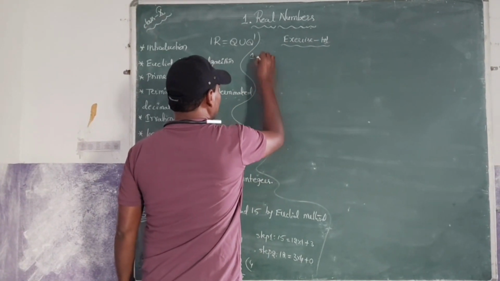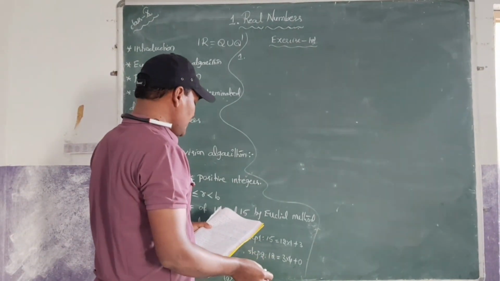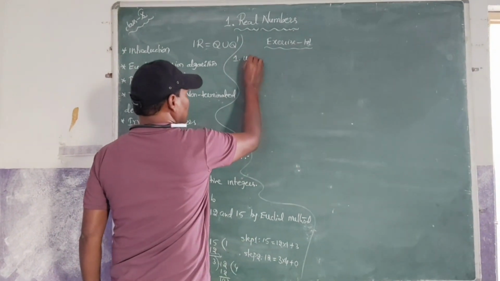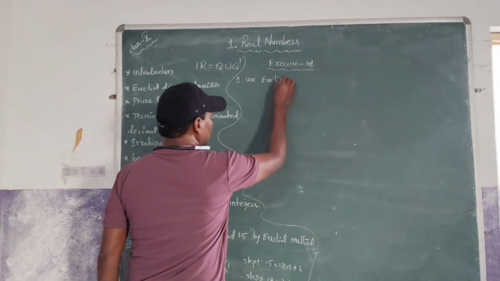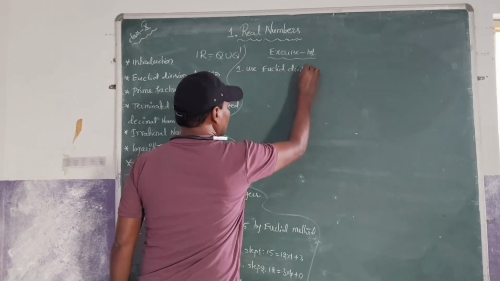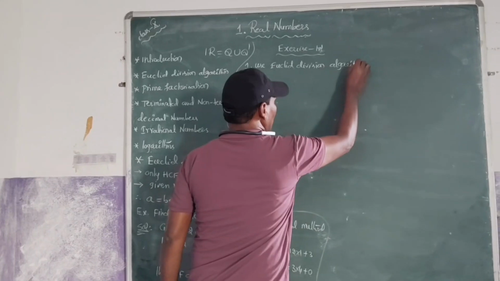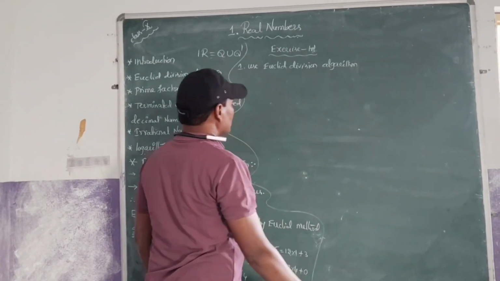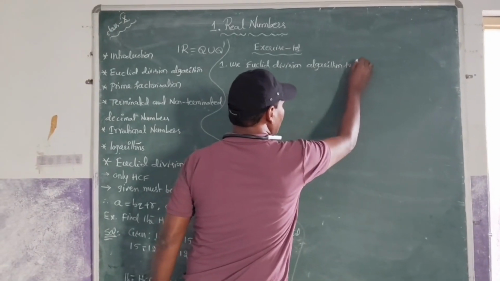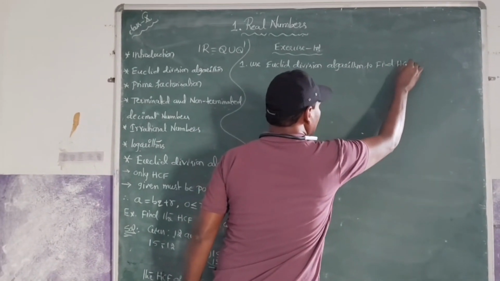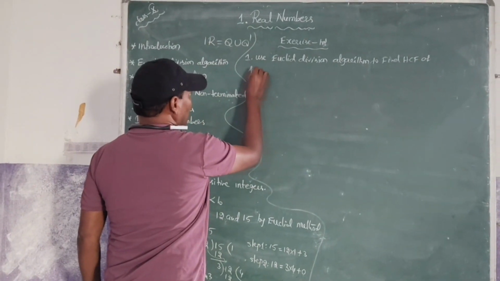First bit. In first bit, use Euclid division algorithm to find the HCF of the following questions.